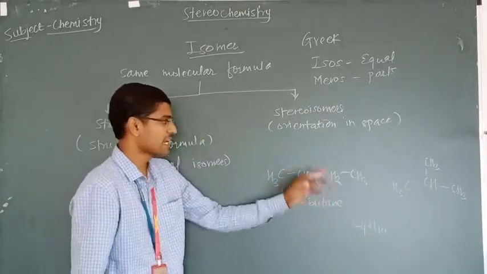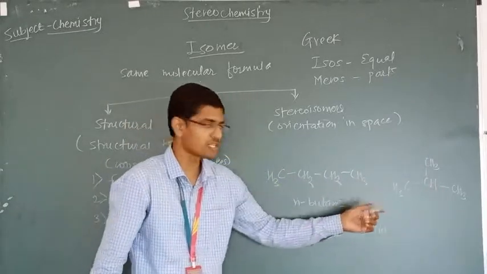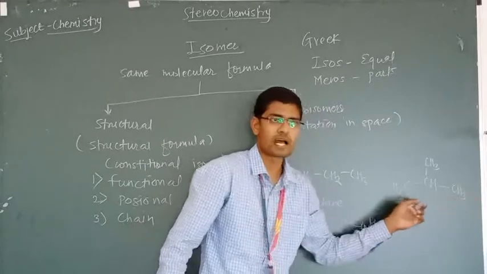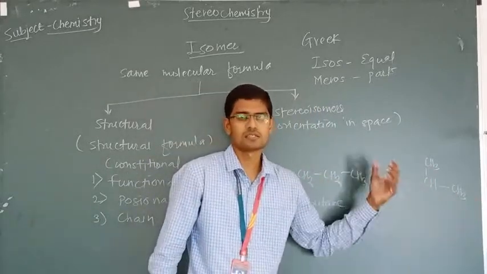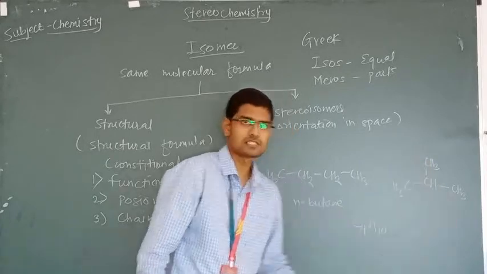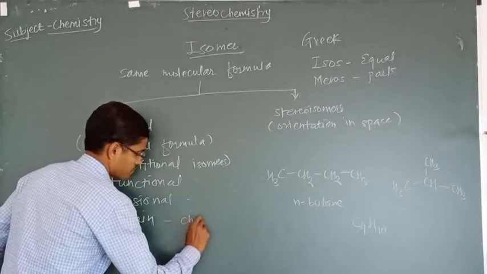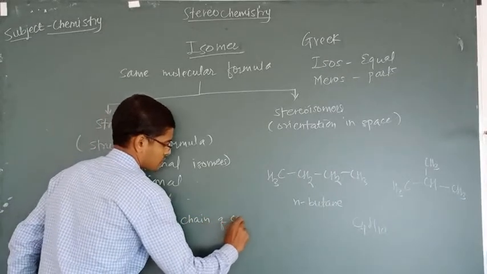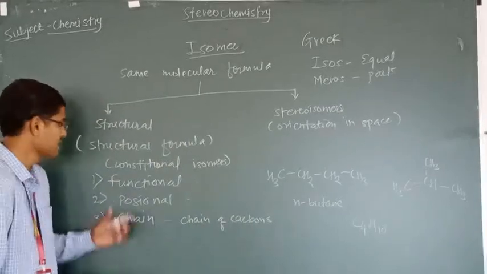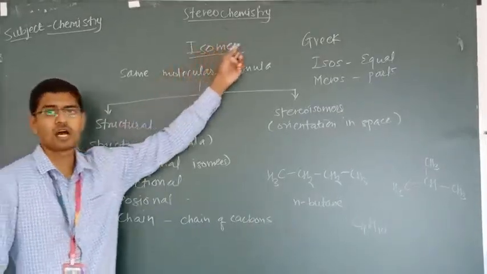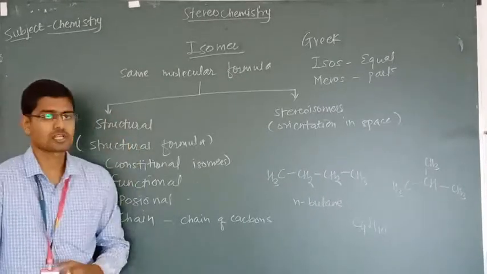But the change is in their structure. Here the carbon chain is linear, here the carbon chain is branched. So what is the basic difference between these two structures? The basic difference is the chain of carbon. So they are called chain structural isomers. This is another type of constitutional or structural isomer.